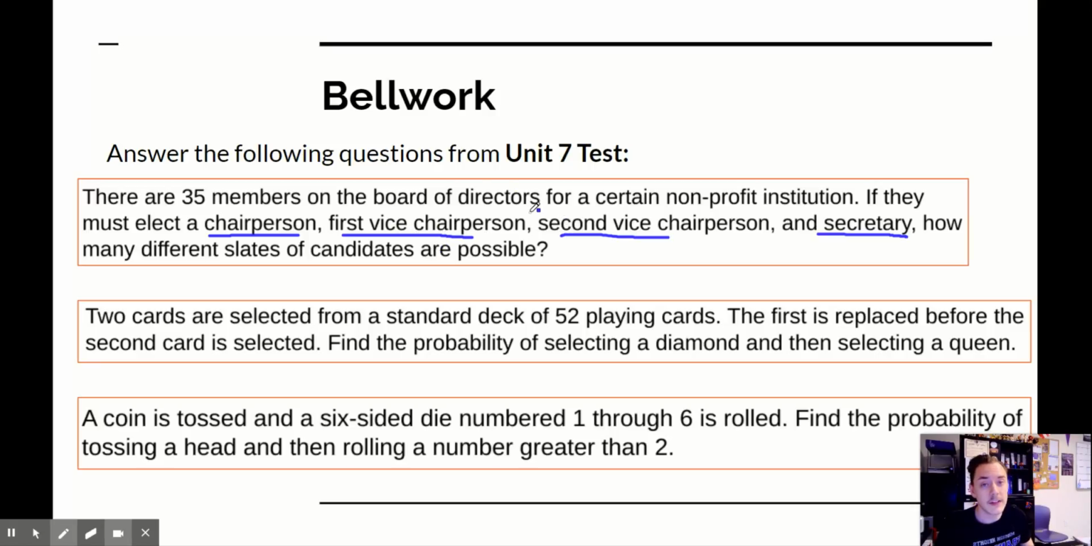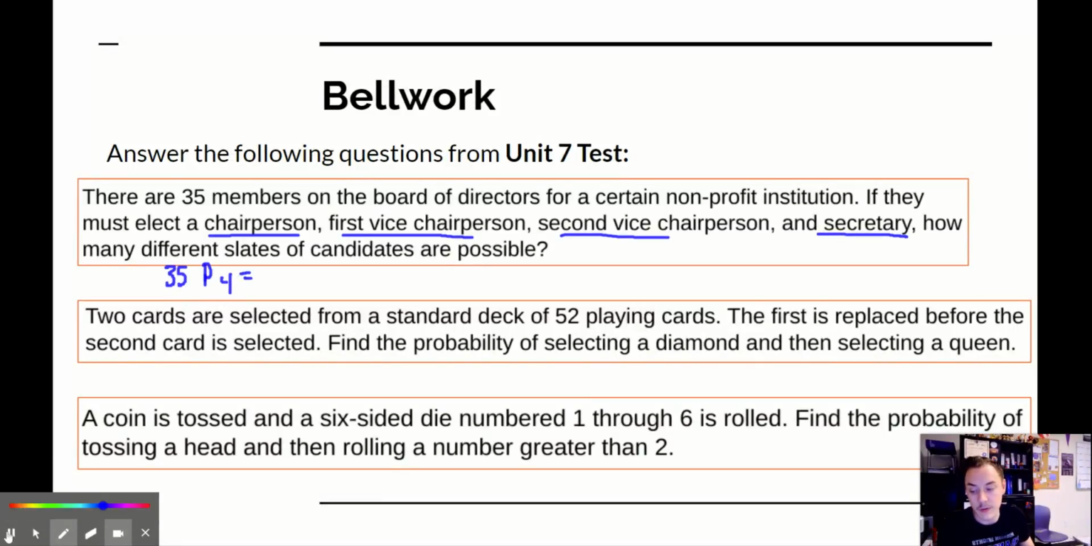Now, this is definitely a permutation versus combination question. So the thing that you need to ask is, does rank matter? And because there are specific ranks, chairperson, vice chairperson, second vice, and so on, it is going to matter how we rank them. So I'm going to be doing 35 permutation. And then how many different ranks do we have? We actually have 4. So secretary, second vice, first vice, and chairperson, so 4. So I'm going to do 35 permutation 4.